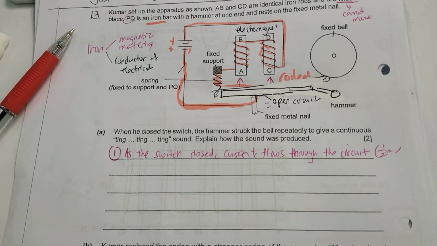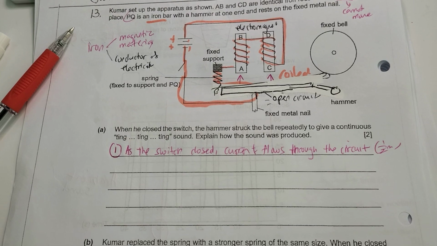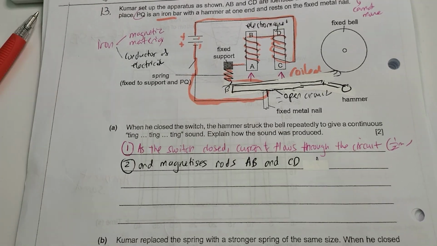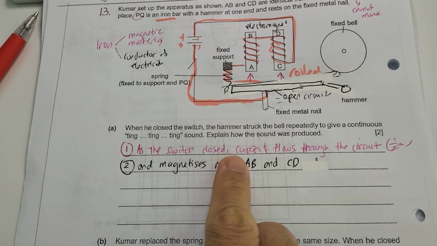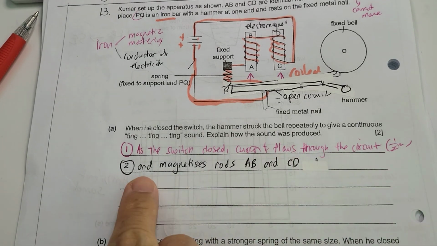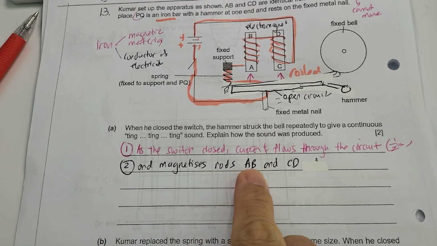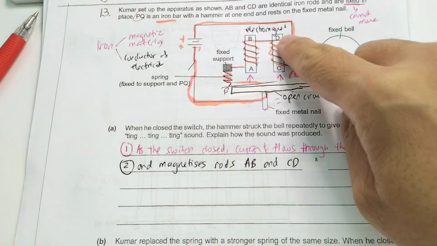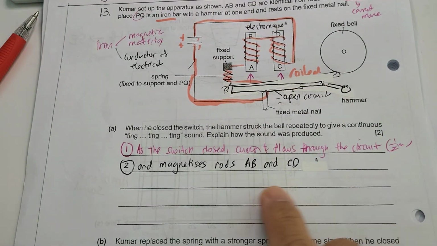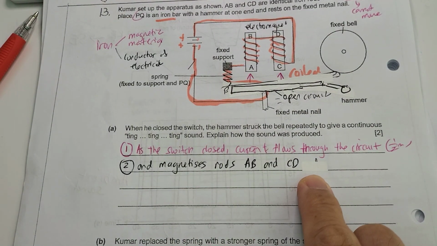Okay, so step by step, make sure your examiner understands. So as the switch closed, current flows through the circuit and magnetizes rods A, B, and CD. So first talk about these two becoming an electromagnet. It magnetizes these two. So what happens when it magnetizes these two?